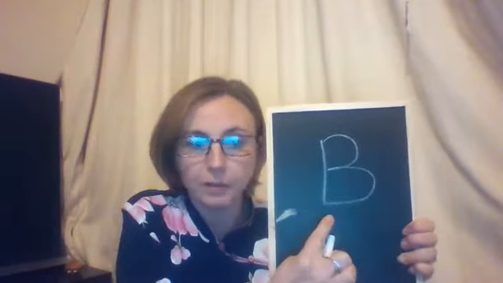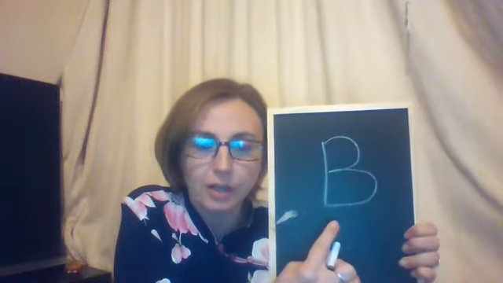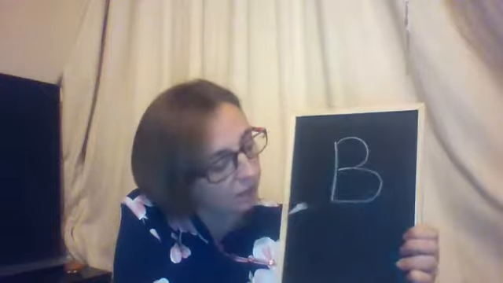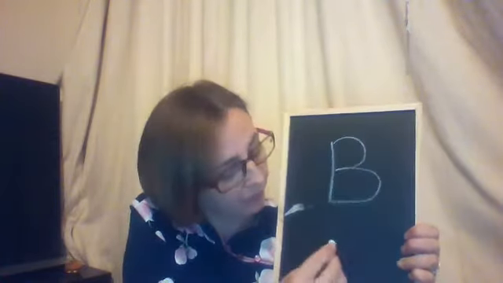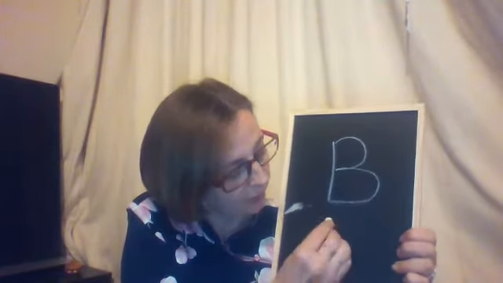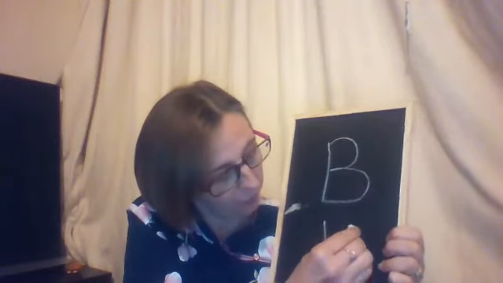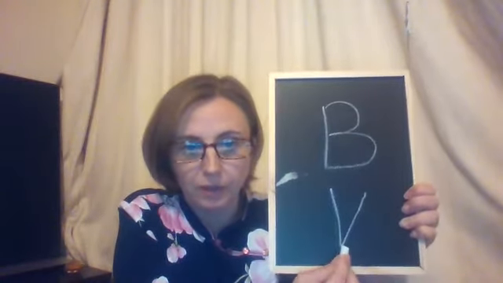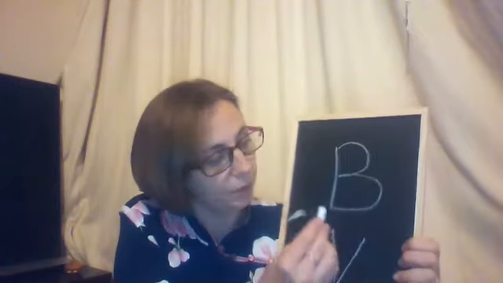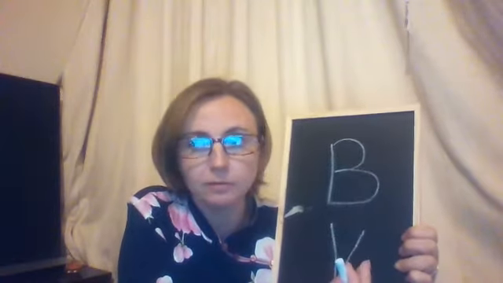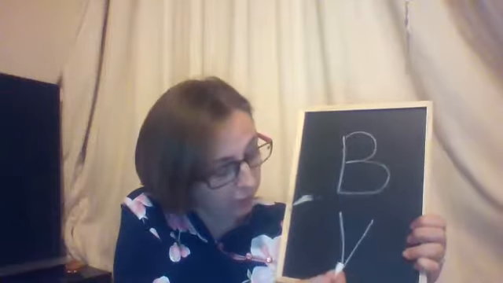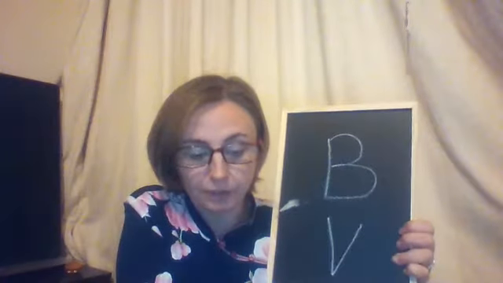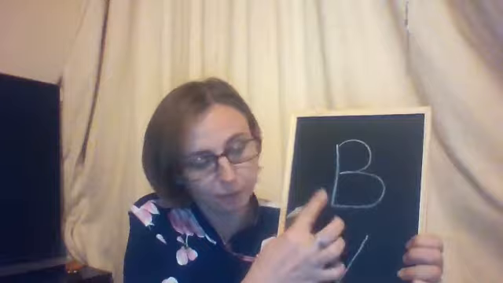The third letter after this will be this one. In Russian, we say V. It's the letter V. I think it's more like this English letter V for victory, because when we spell the name Victoria, we'll use this letter V, but it looks like B in English.